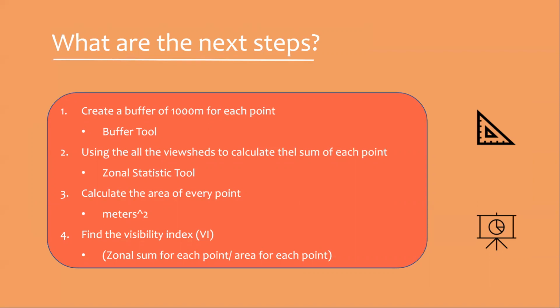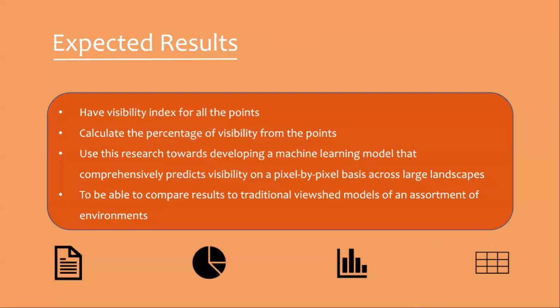After calculating the buffered points and the sum of each point, I need to calculate the area of every point. Those units are going to be meters squared. After doing all of that, I can then go into the visibility index. And as you can see on the slide, it is the sum of each point divided by the area for each point.